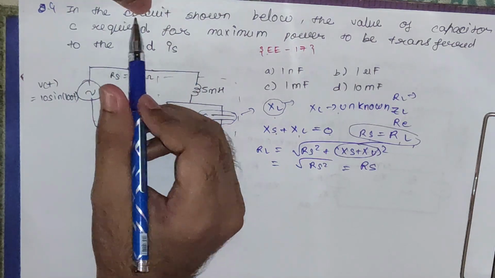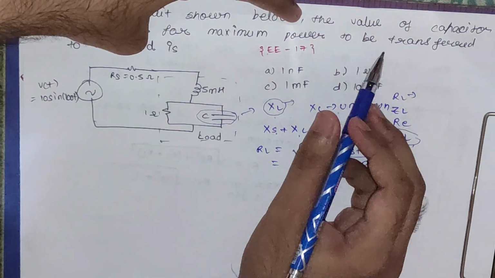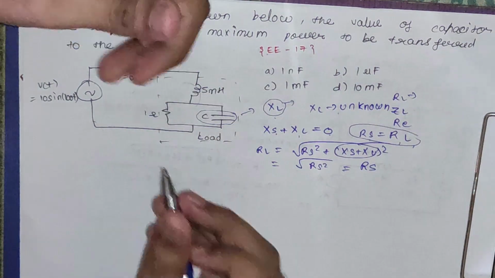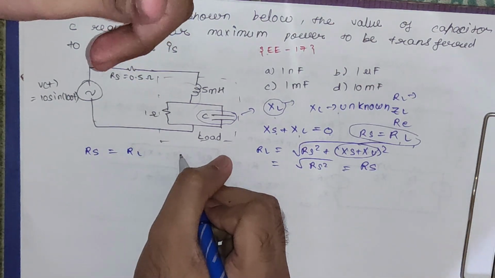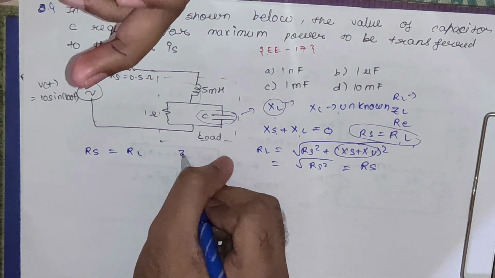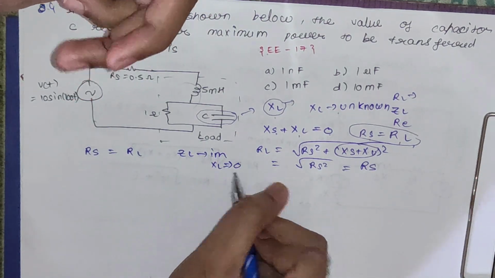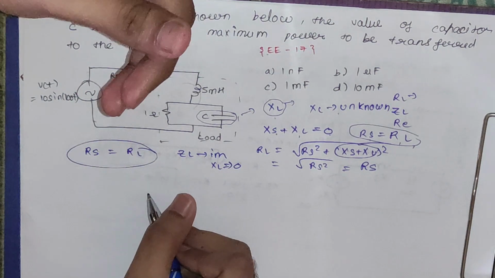So in the question, you can see in the circuit shown below, the value of capacitor C required for maximum power to be transferred to the load. We will say for maximum power to be transferred, Rs should be equal to RL. That means the imaginary part of ZL, that is XL, should be equal to 0, or your RL should be equal to RS for maximum power to be transferred.